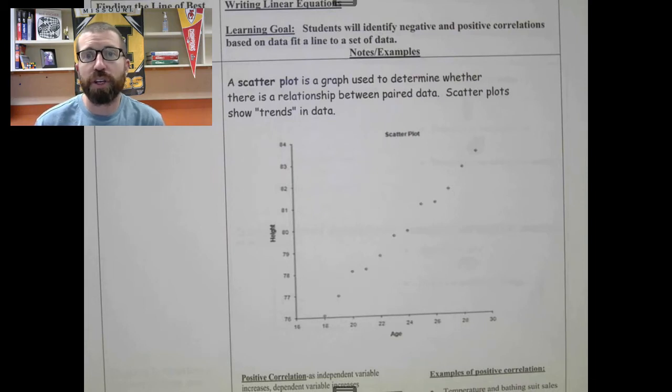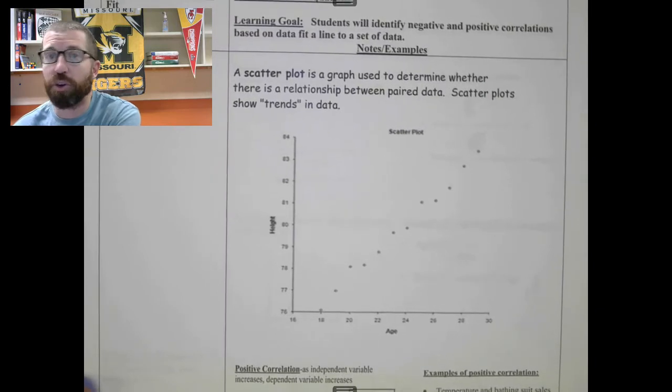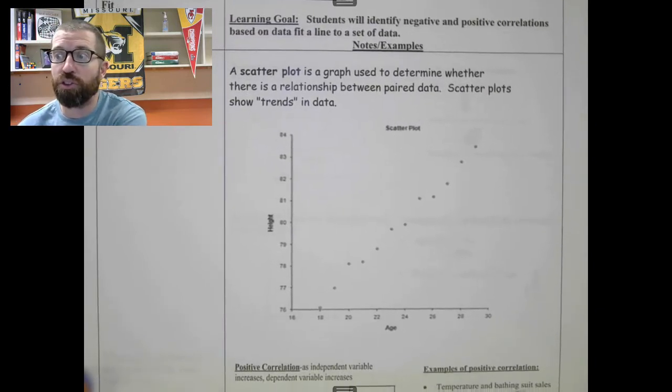Hello. In this video, we're going to look at the line of best fit, which is a very useful application of linear equations. So we're going to start by looking at the scatter plot. A scatter plot is a graph used to determine whether there's a relationship between paired data. And so they show trends in data.